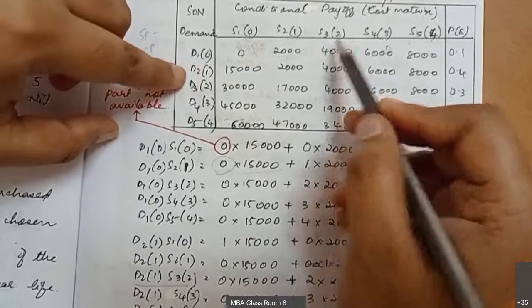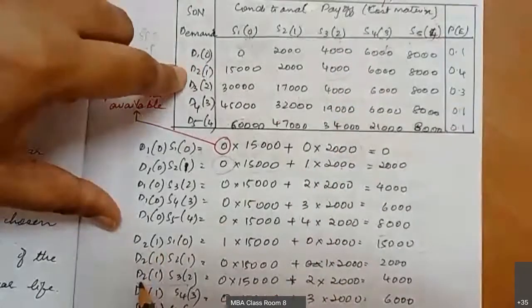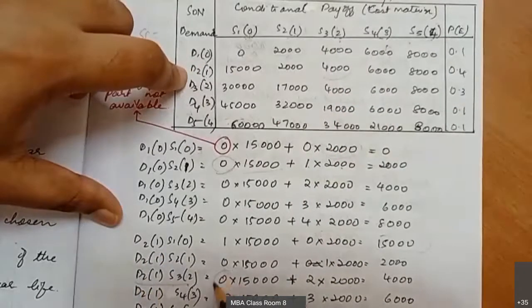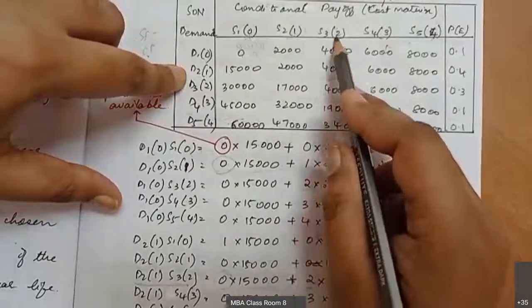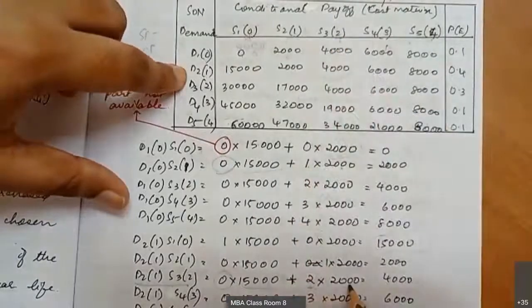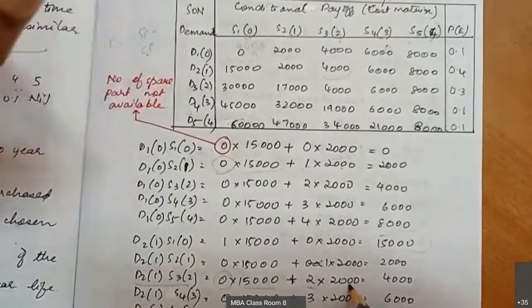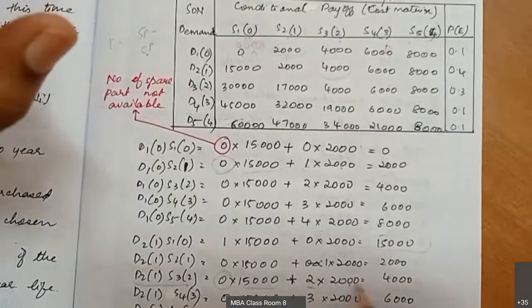Okay, D2S3, the first term will be 0. Then the cost of mending plus production quantity, which is 2, because we are considering this one. The value above, that is 2, into the cost of spare part. One spare part costs rupees 2,000. So that amount comes over here.